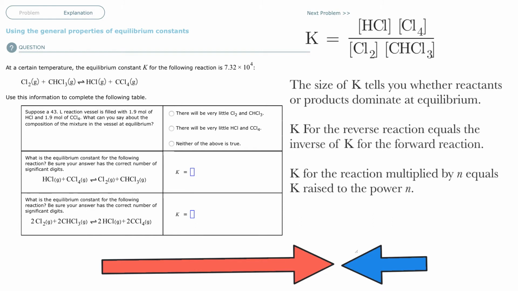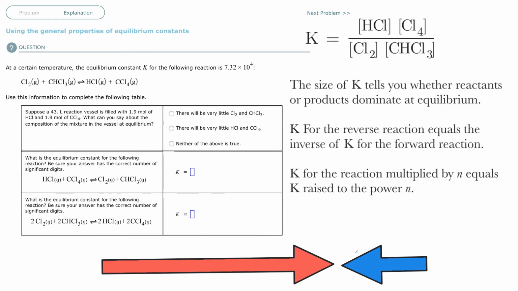Okay, so the first thing that I want you to remember is that the size of your constant, the size of your K, tells you whether reactants or products dominate at equilibrium. When these two stop moving, then you look, and whatever your K is, you're going to have more products. If this rate's going faster than this, you'll end up with more products.